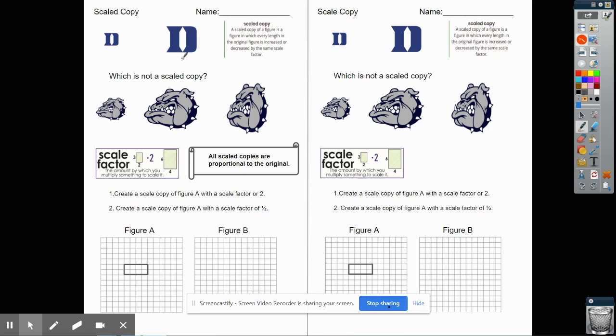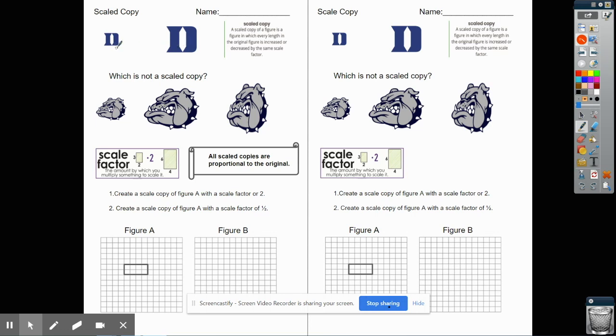So what that means is the height, if let's say this is triple the height, that means that I would also have to triple the width. So it's going to increase at the same rate, and it just looks like a larger version, an exact copy. That's why you get the word scaled copy.